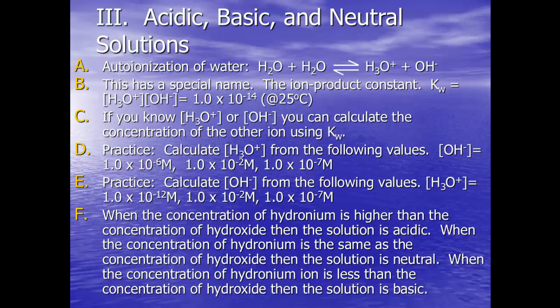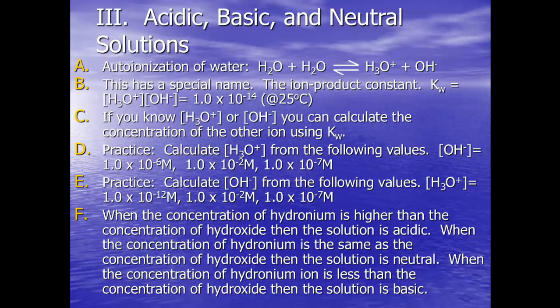So if I have, for example, H3O+, and I know I've got 1.0 times 10 to the negative 6th, well, if you remember when you're multiplying, the powers add. So negative 6 and what number would give you negative 14? Your H3O+, if your OH- is negative 6, is going to be negative 8, because negative 8 and negative 6 add to give you negative 14. So your H3O+ in that case would be 1.0 times 10 to the negative 8th.